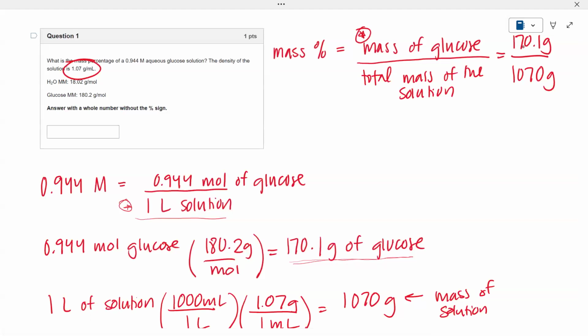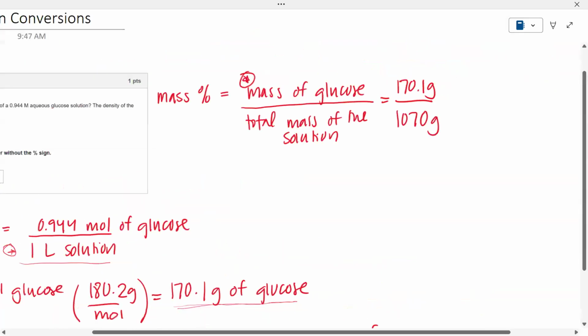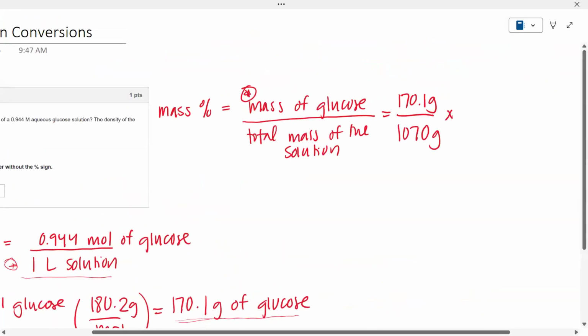Note here, we could figure out how much water we added by saying, well, 1,070 grams minus 170 grams would give you the mass of water. I don't know how I made these numbers so similar. Maybe we need that for some reason, maybe not. I'm just pointing out that you can take this information and get something else out of it if you wanted to.